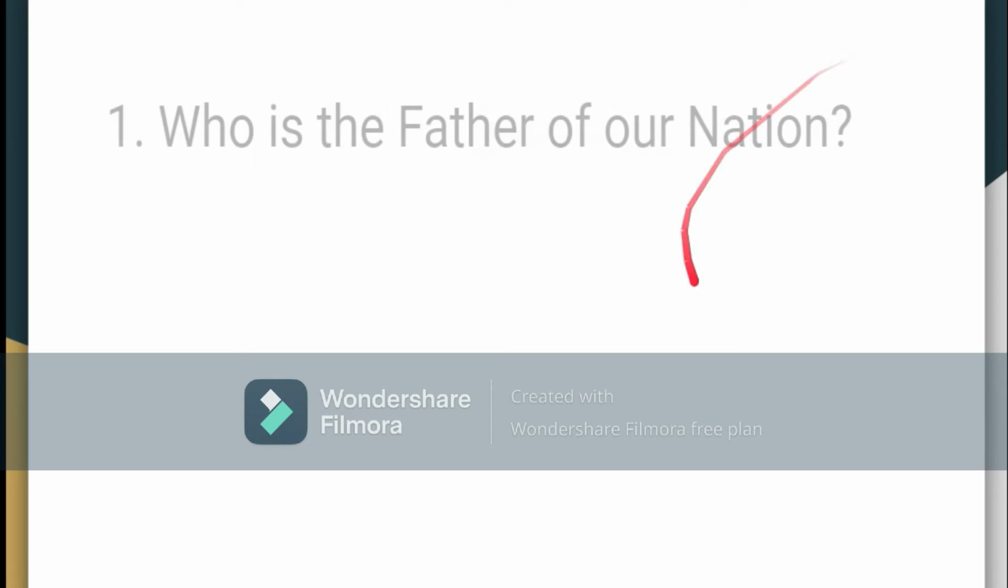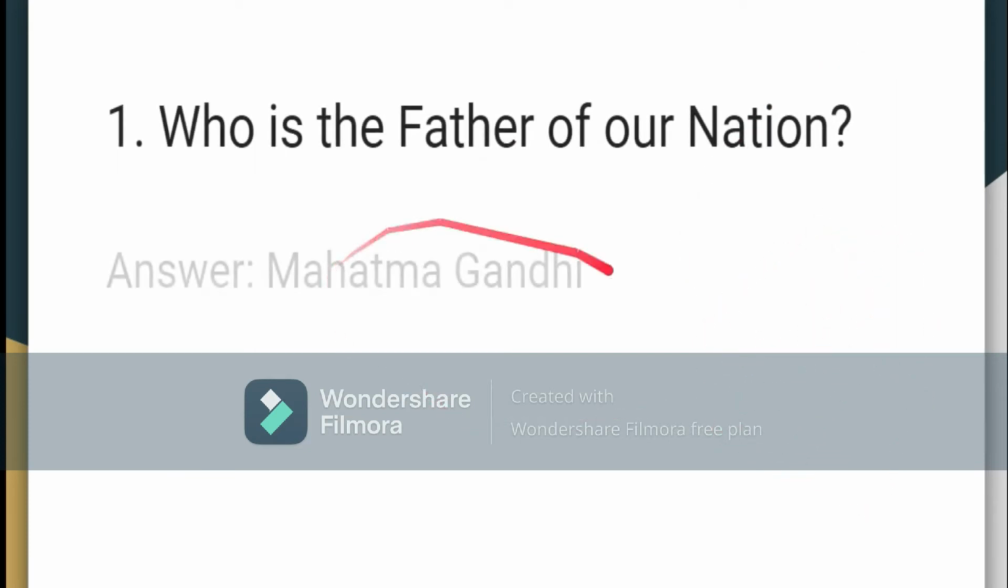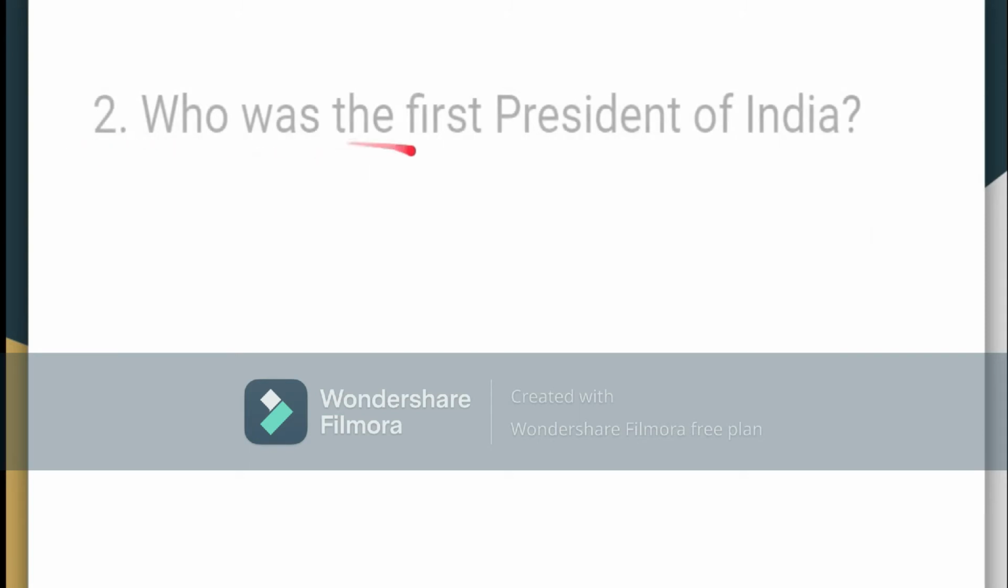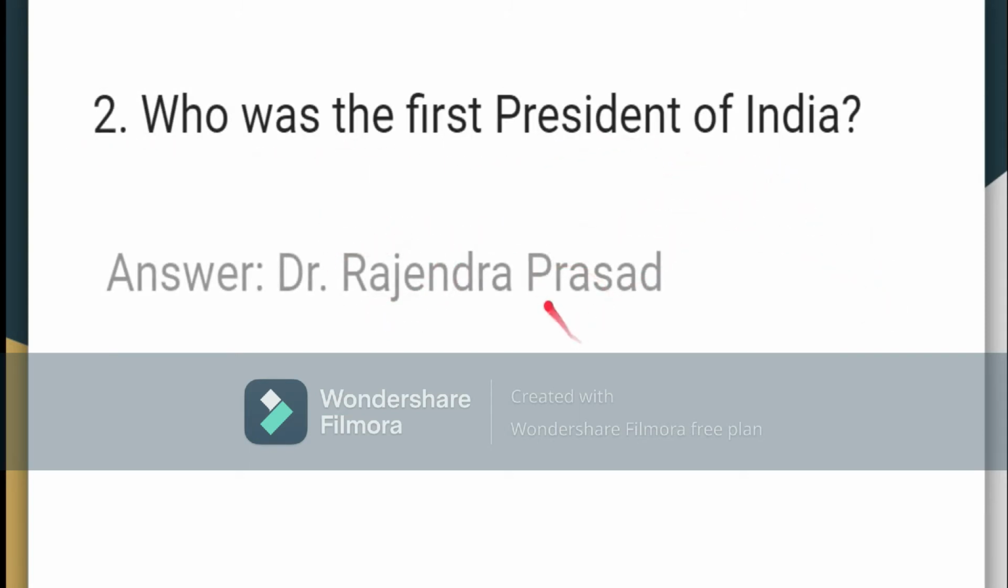Number 1. Who is the father of our nation? And the answer is Mahatma Gandhi. Number 2. Who was the first president of India? And the answer is Dr. Rajendra Prasad.